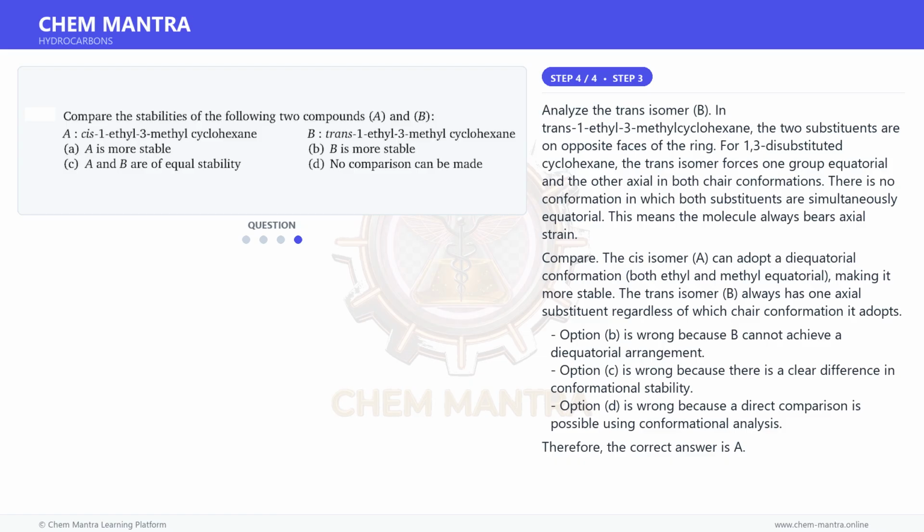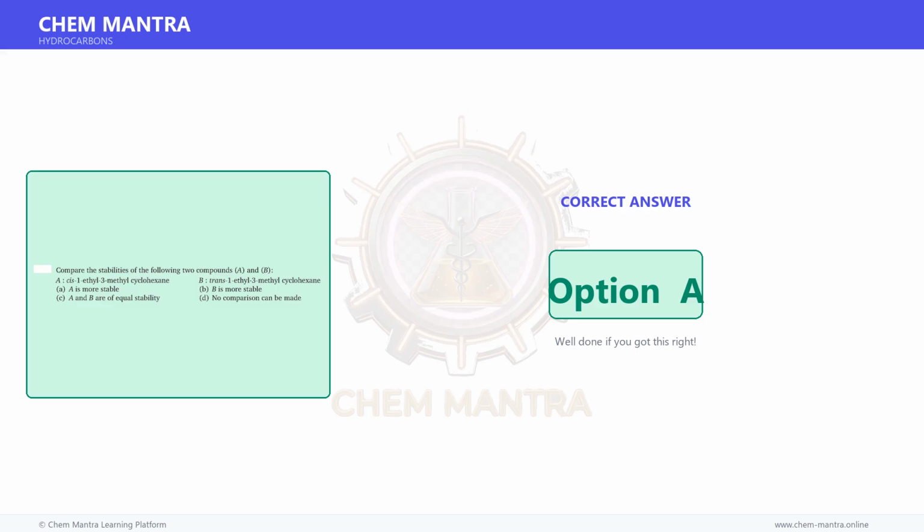Option B is wrong because B cannot achieve a diequatorial arrangement. Option C is wrong because there is a clear difference in conformational stability. Option D is wrong because a direct comparison is possible using conformational analysis. Therefore, the correct answer is option A.